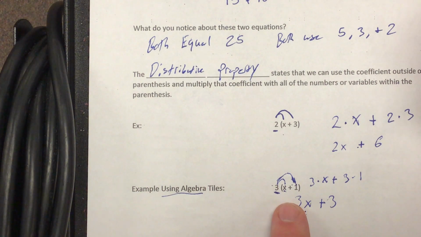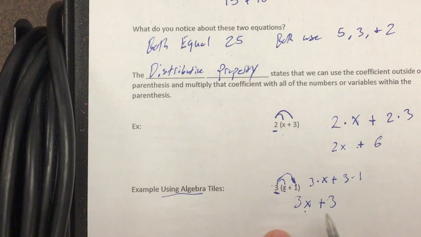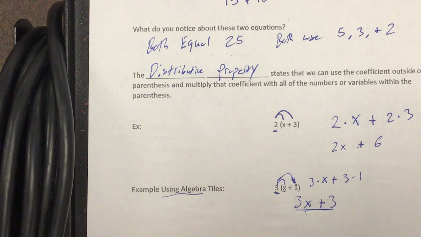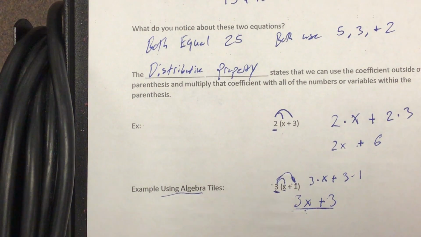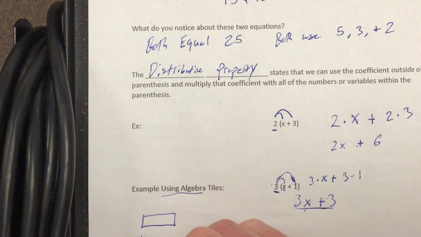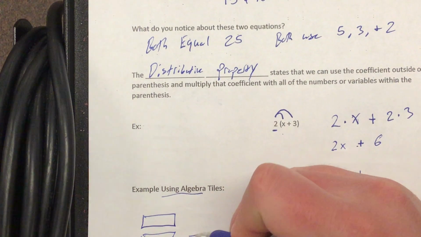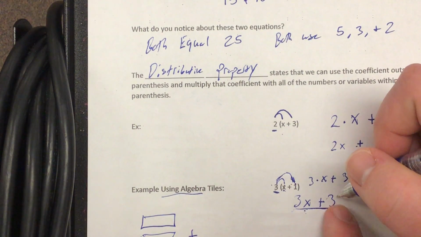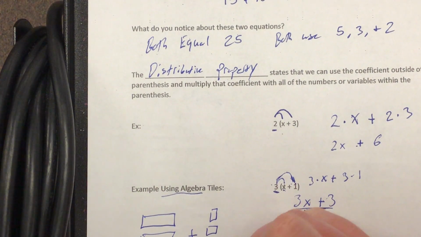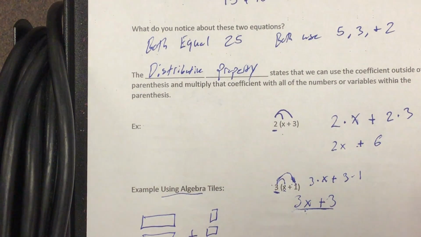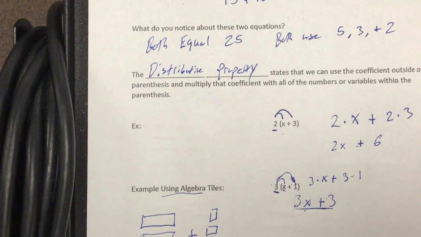So what would our algebra tiles look like for this one? How many rectangles am I going to have? You guys remember? 3. And what kind are they going to be? Not shaded, right? Shaded is negative. So we have 3 open ones. Why are we going back to rectangles again? Because why not, Landon? And we're adding what? How many squares and what kind of squares? Open 3. 3 open squares.